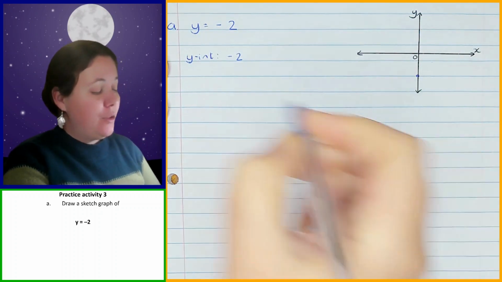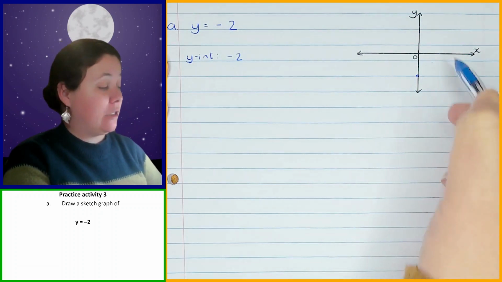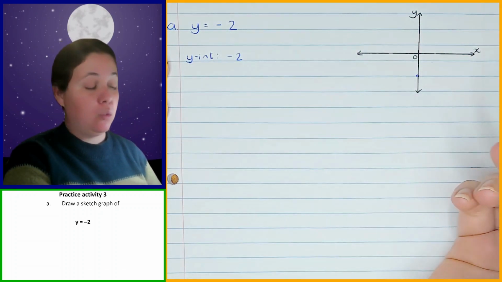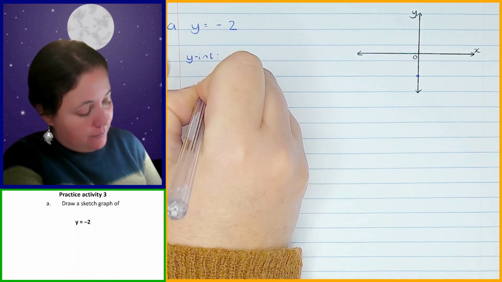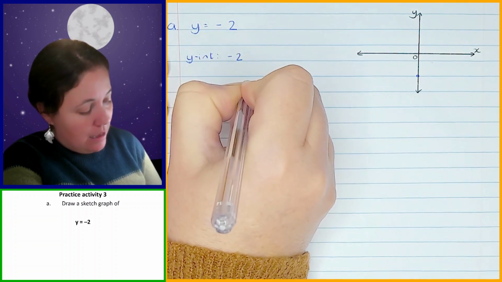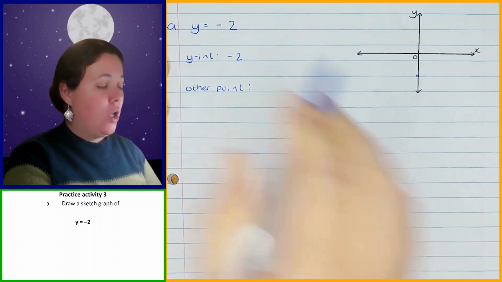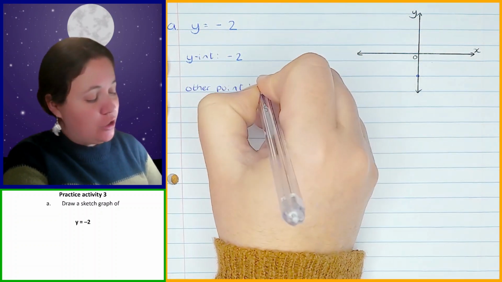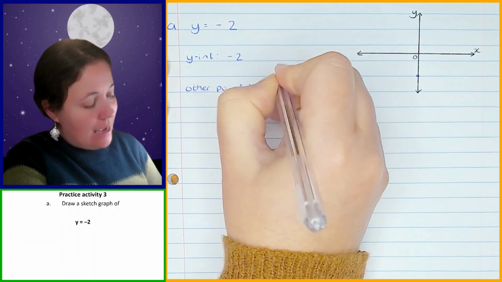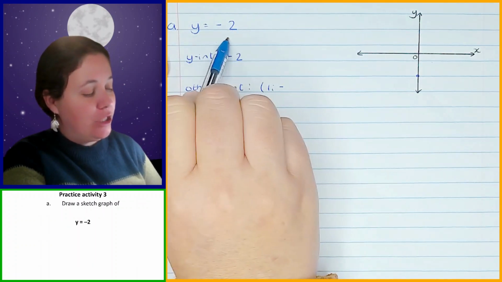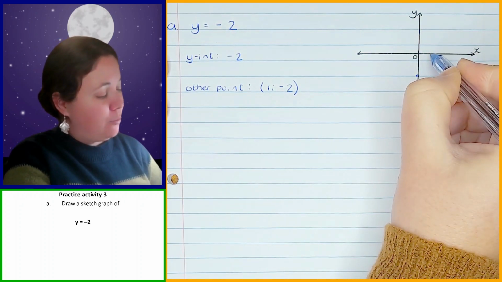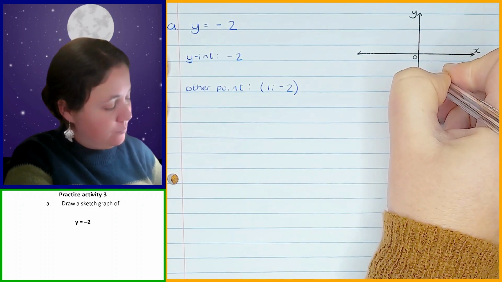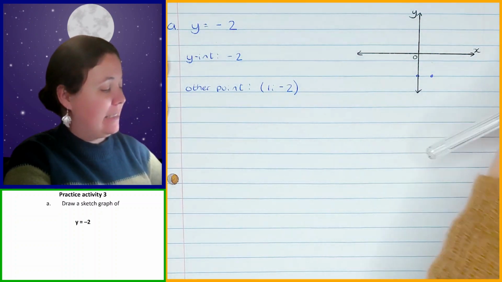And then for my other point, because I have to find another point, I can't use an x-intercept because there isn't one, but I still have to have another point. So for my other point, I can take any x value with this y value. So I'm going to just use the x value 1, and my y value I get from my equation, so it's -2. Okay, so I've got the point 1, -2, and I can join that up.